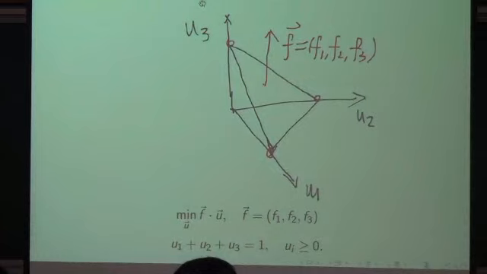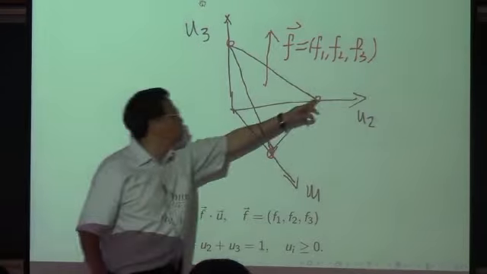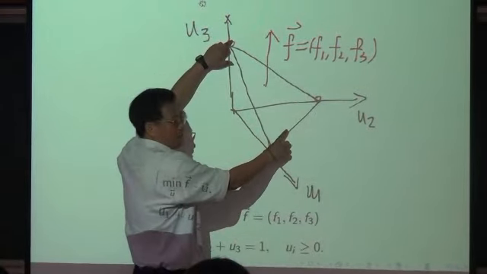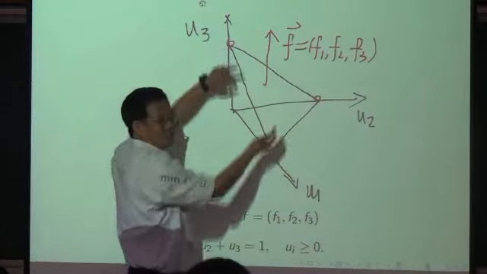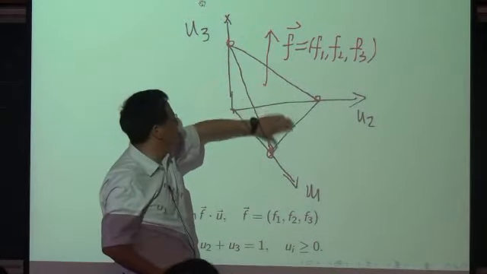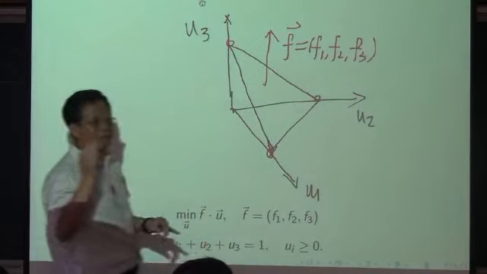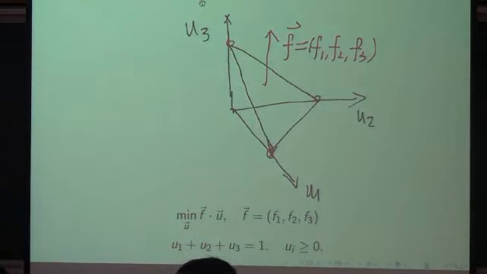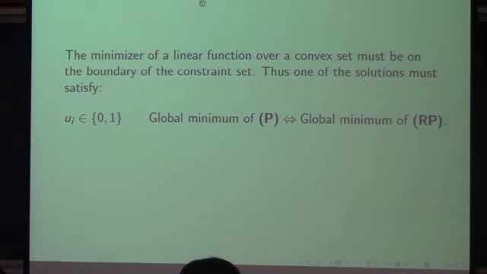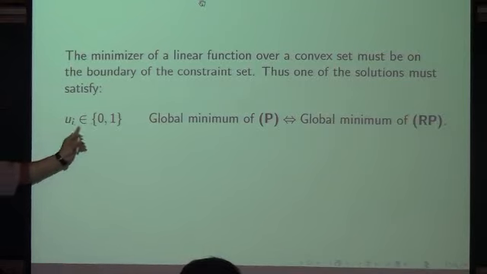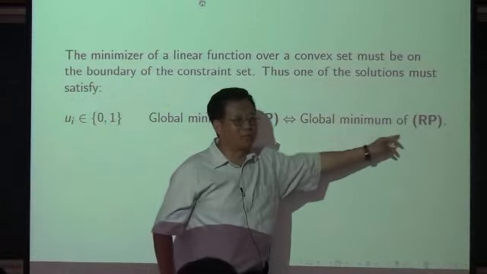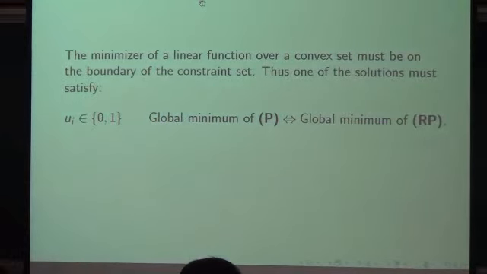So if you relax, your minimizer is still in your original set. It is still one of those 3 vertices of the non-relaxed problem, and this triangle is the relaxed one. If you minimize in the triangle, the minimizer must be one of the vertices. This is something very, very beautiful, and that's the essential point. This means the global minimizer with Ui in {0,1} is equal to the global minimizer of the relaxed one. Those 2 problems are equivalent.